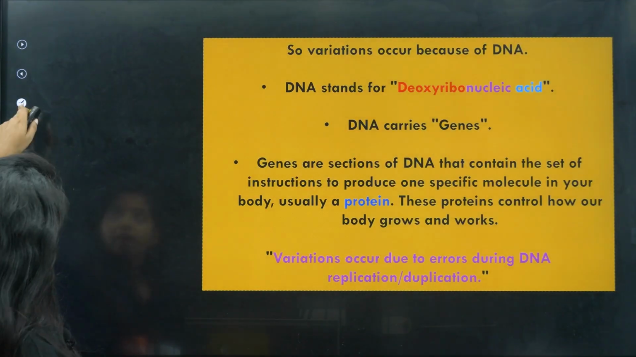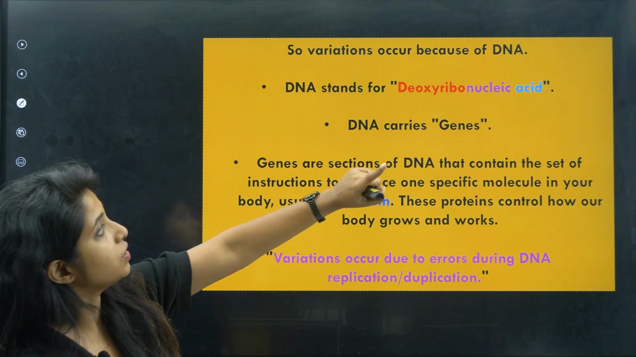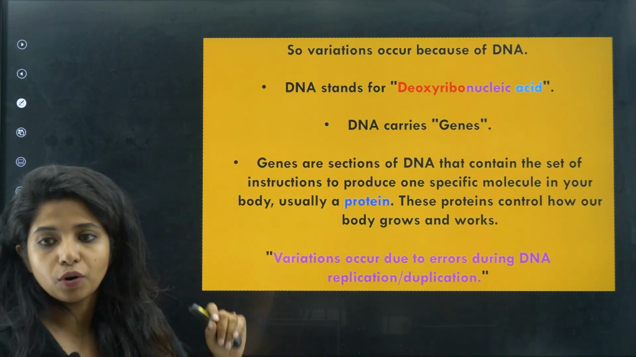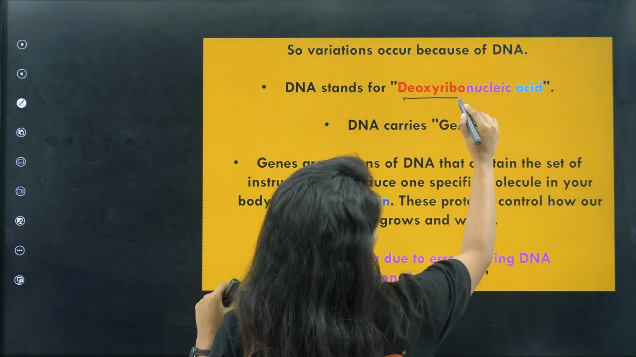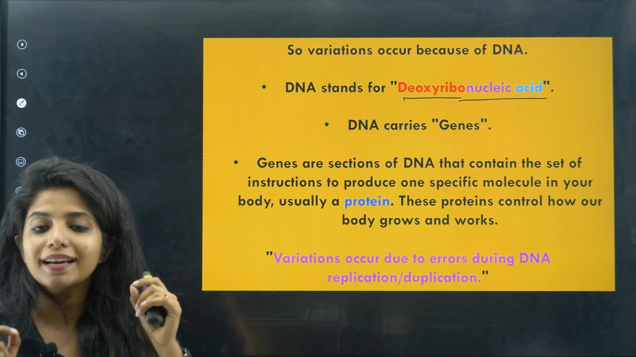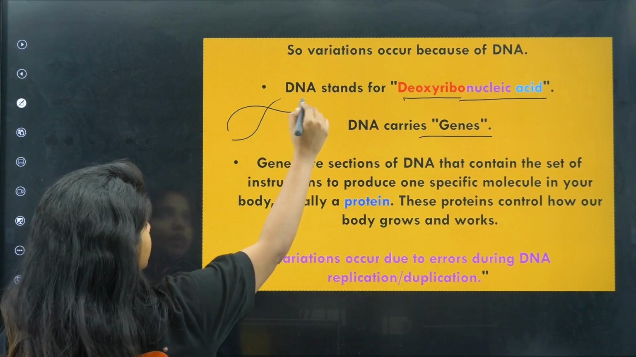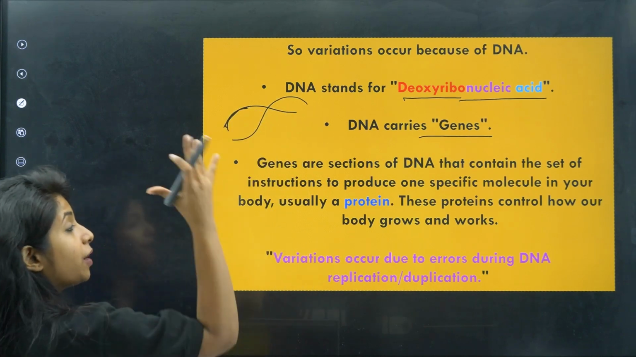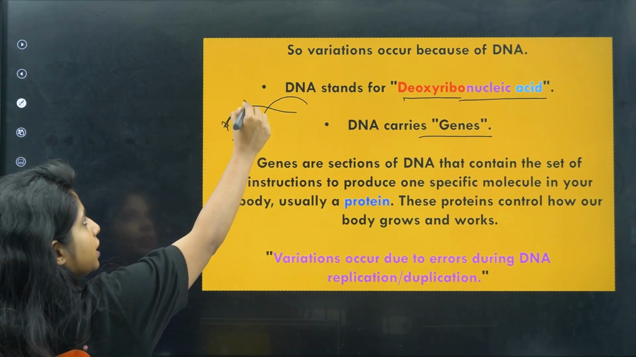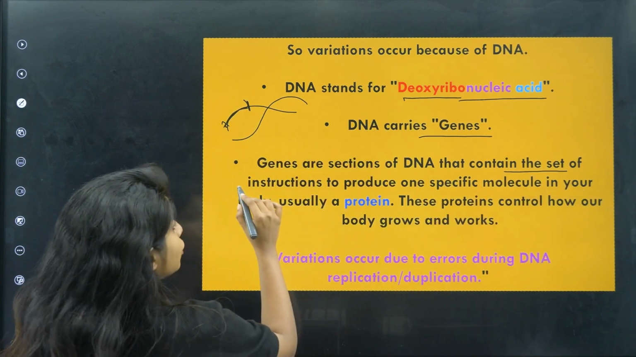Now, exactly what we just studied there, variations occur because of DNA. DNA stands for what? Deoxyribonucleic acid. Now DNA carries genes. Each part of our DNA is known as a gene. There is no separate thing like gene. Genes are sections of DNA that contain a set of instructions.